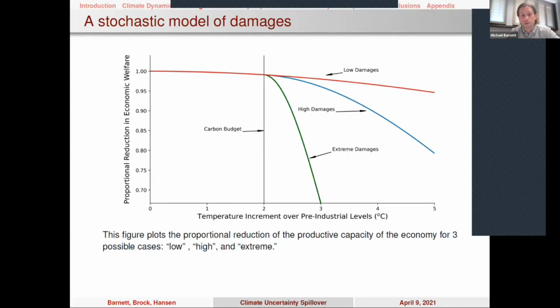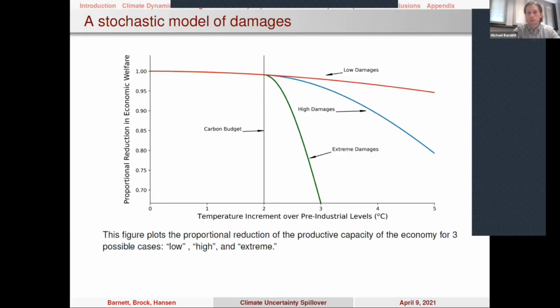Now from there, we have 3 climate damage functions. We have a low damages function, which after about a 5 degrees Celsius increase leads to about a 5% reduction in output. A high damage function, which leads to about a 20% reduction in output after a 5 degree increase in temperature. And then we have this extreme damage, which just highlights, in some sense, a smoother carbon budget, that potentially there could be very negative outcomes after we reach a 2 degree temperature threshold.